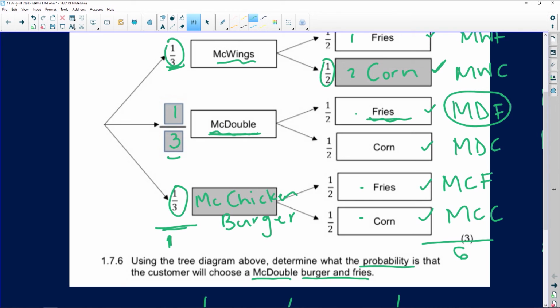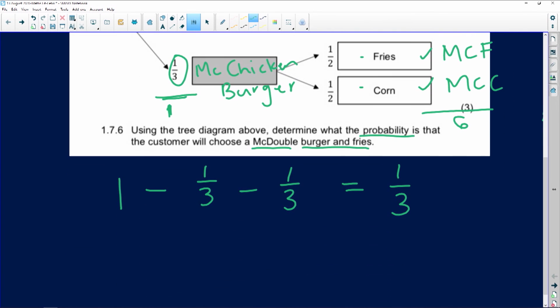Probability is always out of something. So the probability is then, let's just say that's 1 and that's 2. So the probability of choosing a McDouble burger and fries is 1 over 6 chances. 1 over 6 things, okay? And then if you are not asked to give it as a percentage or as a fraction or as a decimal, just give it as a fraction, okay? You will get your marks as they are. Look at how many marks you are being given as well.